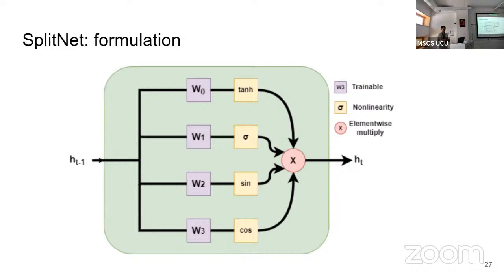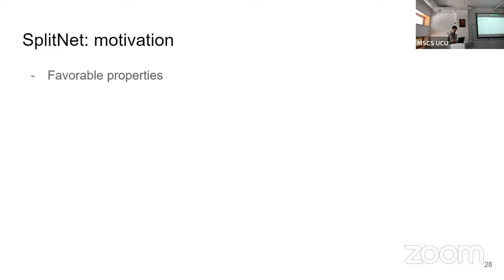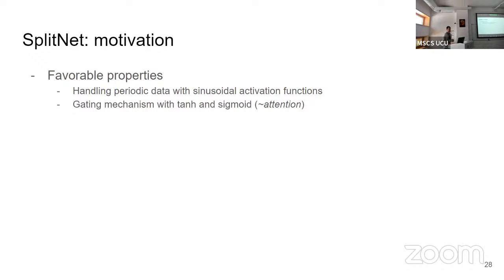So the picture is beautiful, but why is it plausible? First of all, it undertakes both of the two worlds. It has two periodic activations that may handle periodic patterns in the data. Also, it has a gating mechanism, where multiplying by tanh and sigmoid can be thought of, jokingly of course, as a different relative of the attention mechanism.